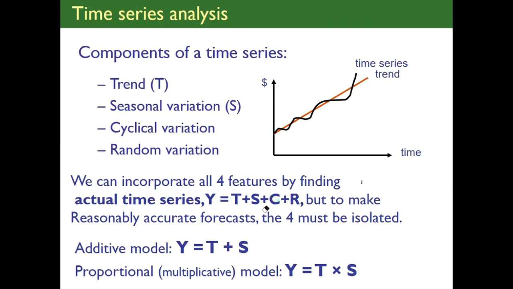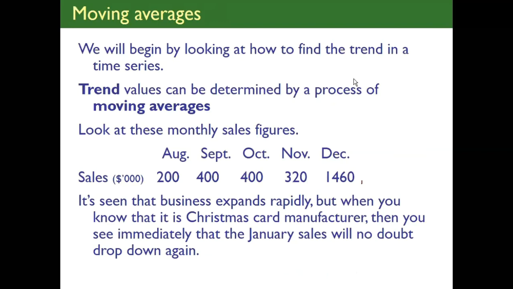Okay. Now let's see one example. It says that we will begin by looking at how to find the trend in a time series. Trend values can be determined by a process of moving average. I will explain the concept of moving average on an Excel sheet now. Just be patient, give me 2 minutes and let's see. Look at these monthly sales figures. You've got August, September, October, November, and December, and your sales are 200, 400, 400, 320, and then suddenly 1460. Okay, that's a big jump.